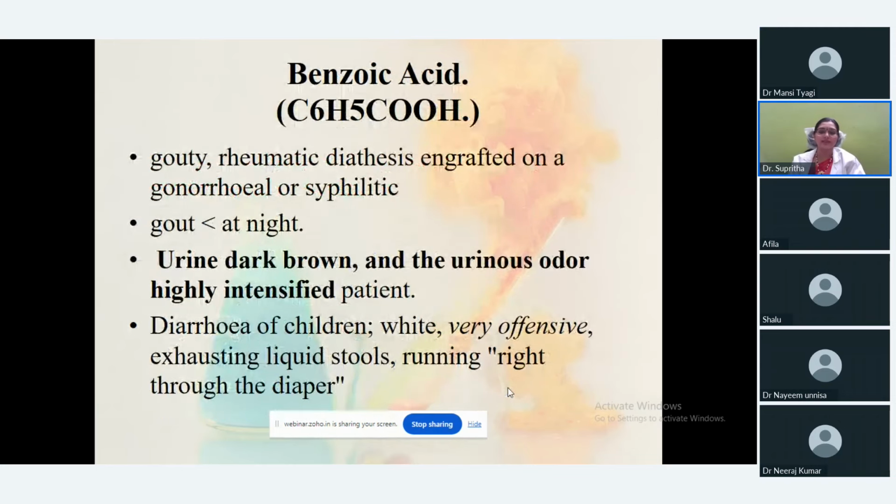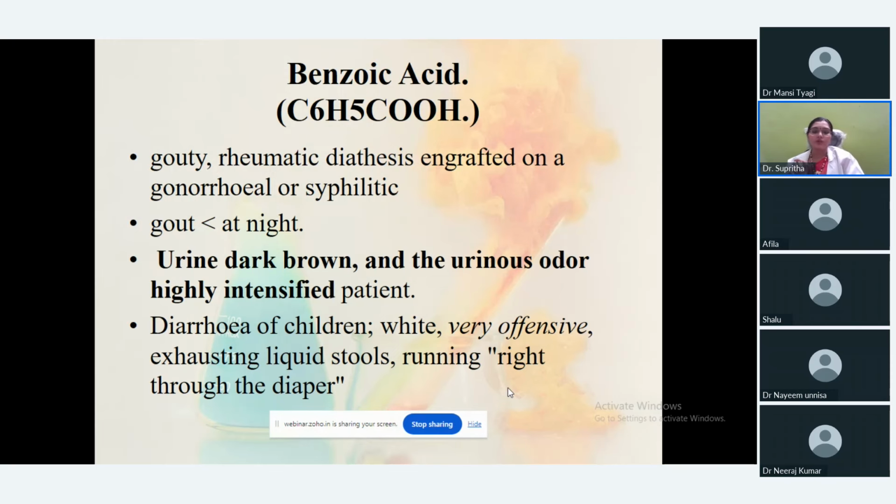Coming to benzoic acid. So benzoic acid is an organic acid. Here you can see the formula. Carbon, hydrogen, oxygen are present. These are the components of benzoic acid. So if you see, this is an organic acid. This is indicated for gouty, rheumatic diathesis.